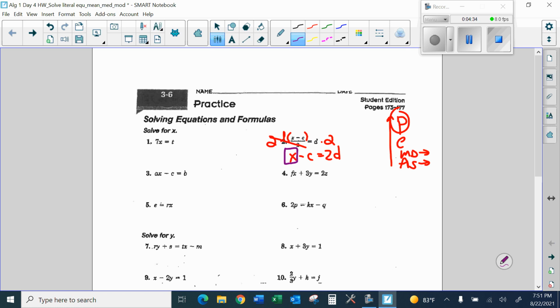Remember that minus c or negative c, that's a term. How do you move any term across the equal sign? You do the opposite operation. So the opposite of negative c is plus c. And now it's gone, and there's my answer. X equals 2d plus c. Okay, so that's one way of doing it.